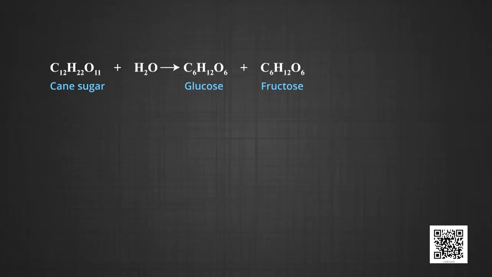Another example of pseudo first order reaction is inversion of cane sugar. C12H22O11 plus water gives C6H12O6 plus C6H12O6. Now, cane sugar gives glucose and fructose. The rate is equals to k and the molar concentration of C12H22O11. Here again, the molar concentration of the water is constant, so it can be ignored.